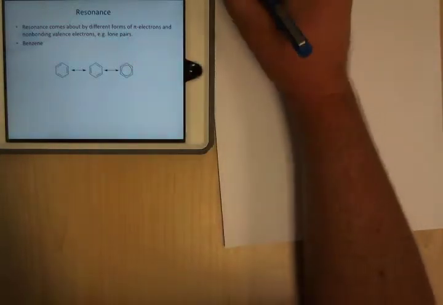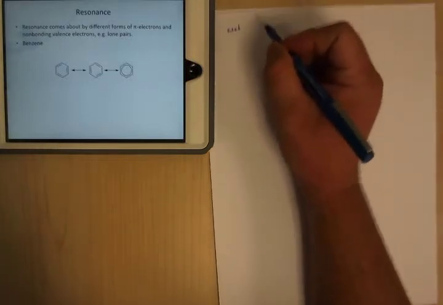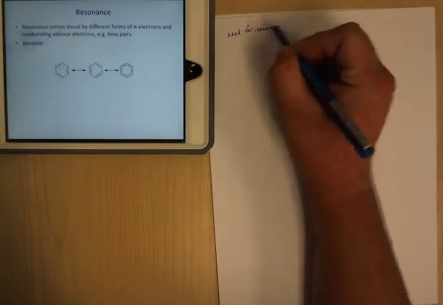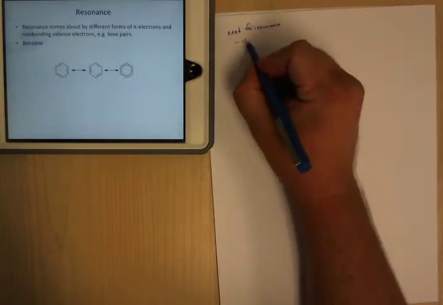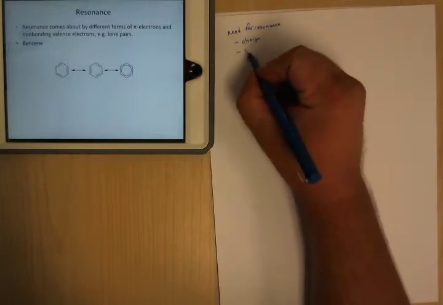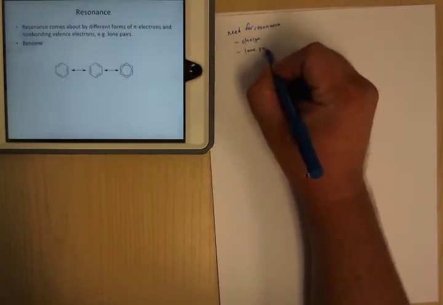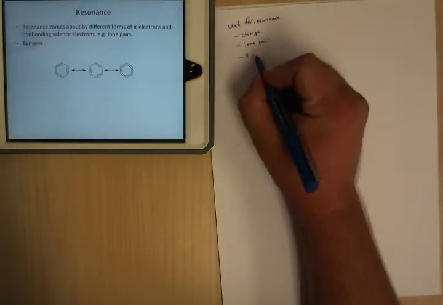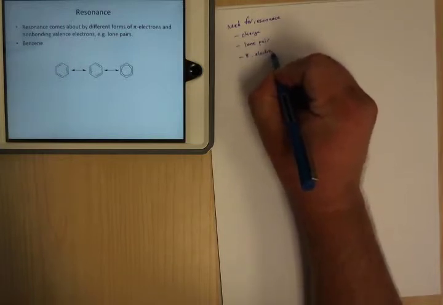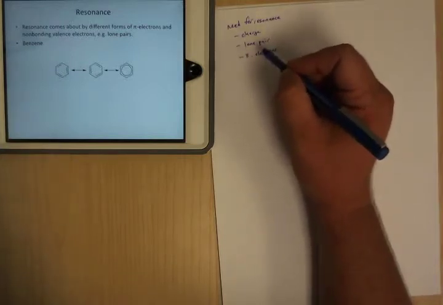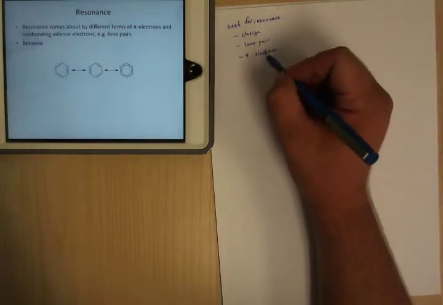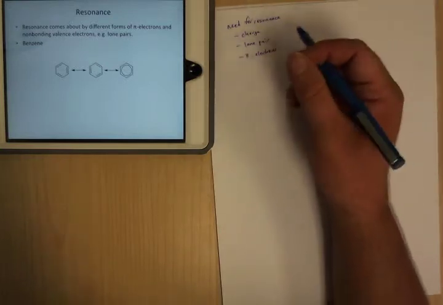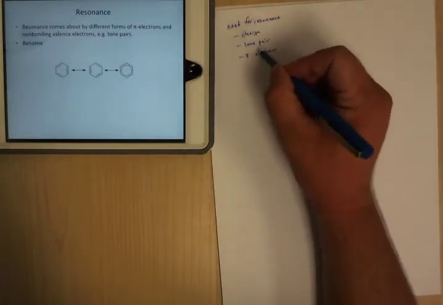Okay, so what do you need for resonance? You need to have one of the following. You need a charge, you need a lone pair, or pi electrons, right? If it satisfies any of these requirements, it can participate in the resonance structure. Okay, if it doesn't, if it's just single bonds, if it's carbon with just single bonds, you can't participate. But if it satisfies any of these, you're good.